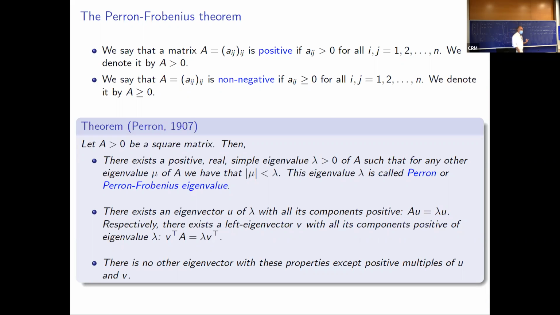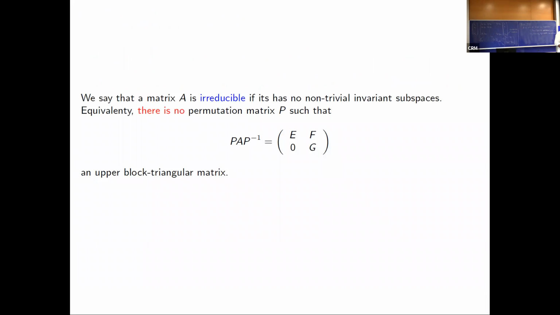There is a second version of this theorem provided by Frobenius. I think it's approximately 20 years later that says, okay, assume that your matrix is not positive, but it's not negative. I mean, second case, Frobenius says this. Unfortunately, my matrix is not totally positive, but it is not negative. This is my matrix. What can I say? Can I say something similar to the Perron theorem? No, unfortunately, no. I need some more hypotheses.